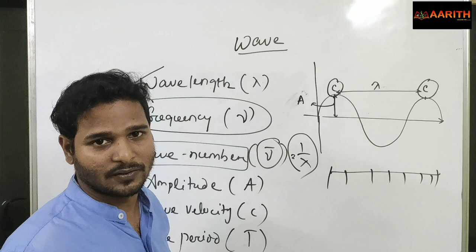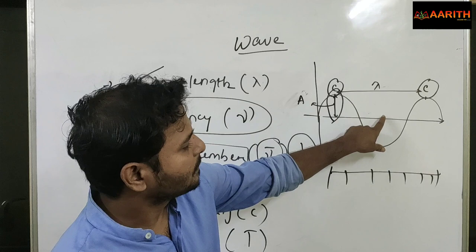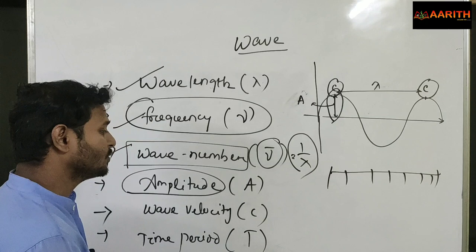Next one, simply amplitude. Amplitude is simply the height of a wave, the height of a crest and also the depth of a trough. You can say that is amplitude, and it is represented by A. This is the height.